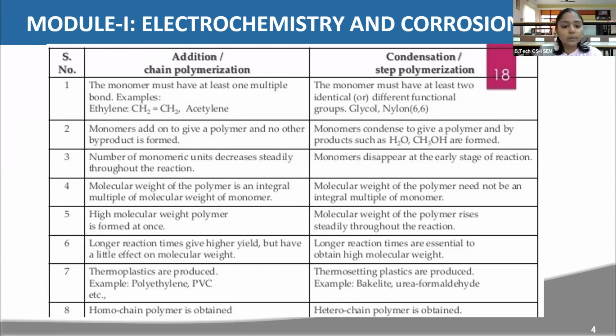Thermoplastics are produced. Examples, polyethylene and PVC, polyvinyl chloride. Thermosetting plastics are produced, for example bakelite and urea formaldehyde. Next, in chain polymerization a homochain polymer is obtained, and in condensation step polymerization a heterochain polymer is obtained. Homo means the same type of monomers are present in the polymer, and heterochain polymer has different types.